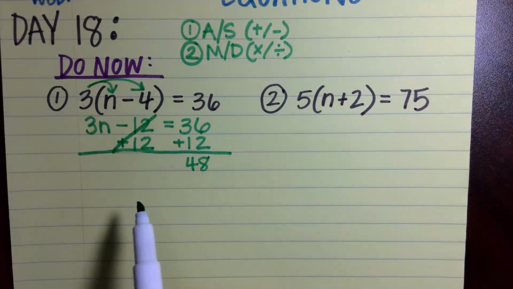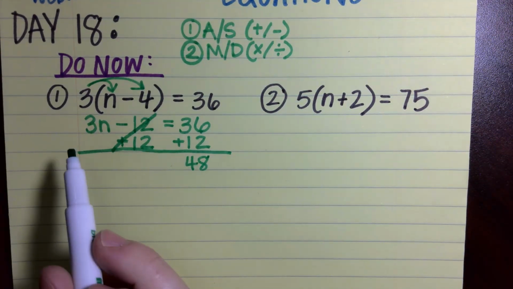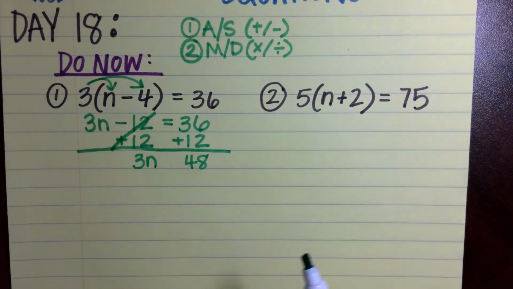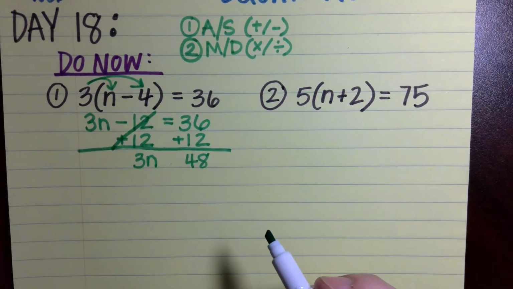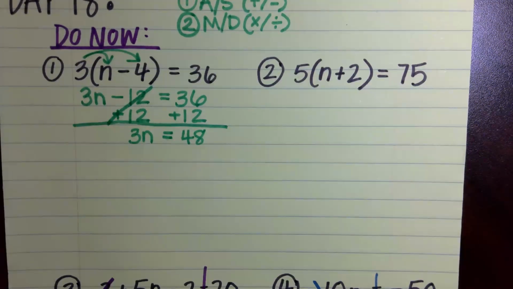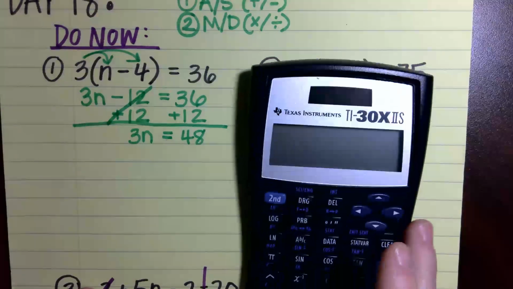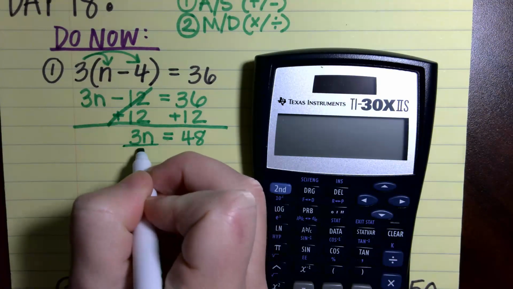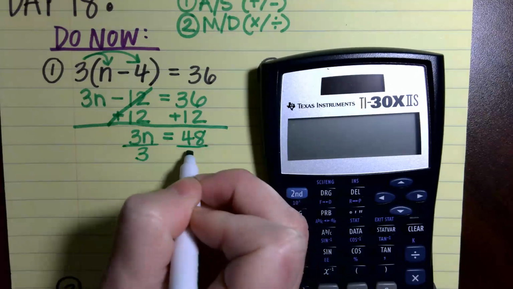All right. And then what do we need to bring down? 3n. Yes, my 3 times n. And what else? The equal sign. Good. Okay. What is our final step here? Divide. We have 3 times n. To get rid of multiplication, we would divide.